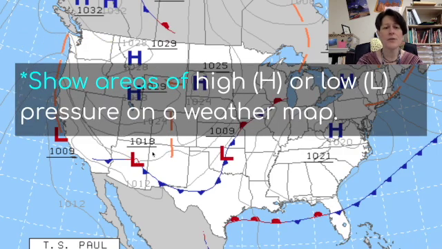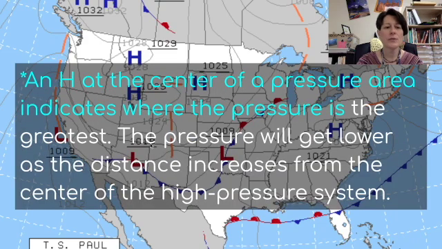Also on this weather map, it shows areas of high or low pressure. An L is low pressure and H is high pressure. We see an H at the center of a pressure area, which indicates where the pressure is the greatest. The pressure will get lower as the distance increases from the center of the high pressure system.